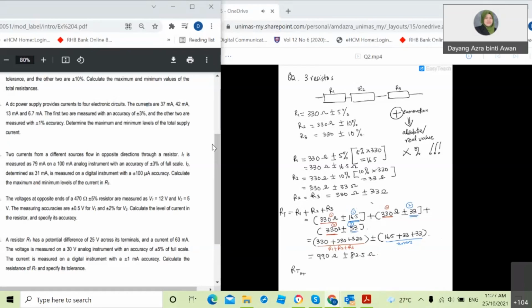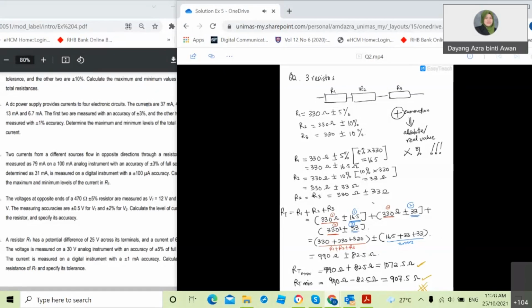So R total maximum is equal to 990 ohm plus 82.5 ohm. We have 1072.5 ohm, and RT minimum, we have 990 ohm minus 82.5 ohm. So you have around 907.5 ohm. So this one is the answer for question number 2. So you have RT maximum is equal to this one, and the RT minimum is equal to this one. Okay.